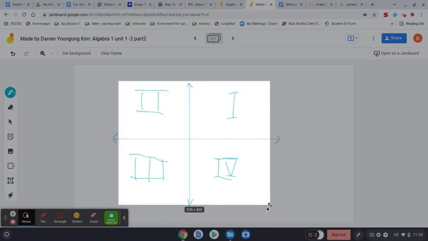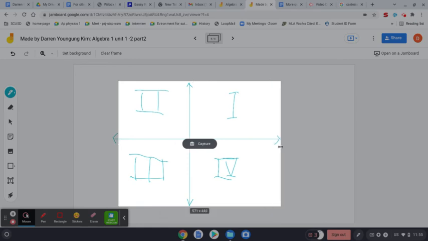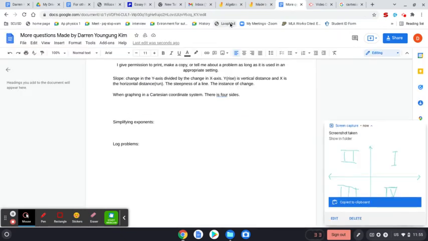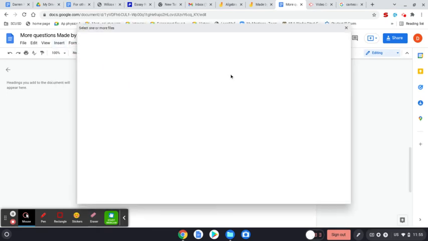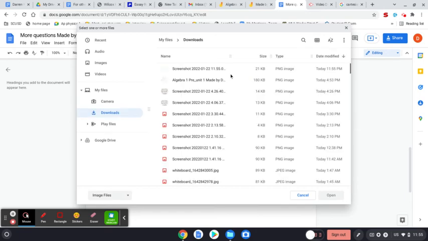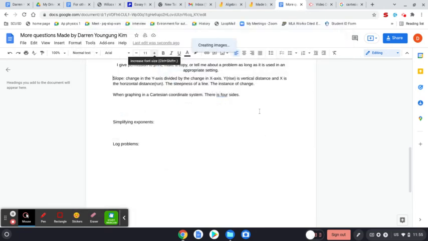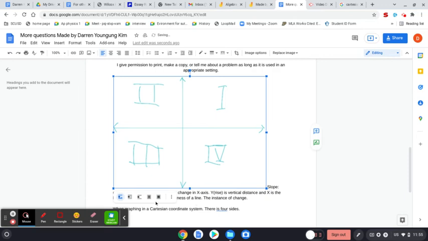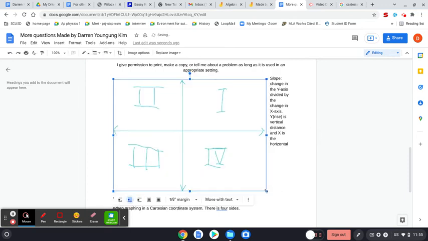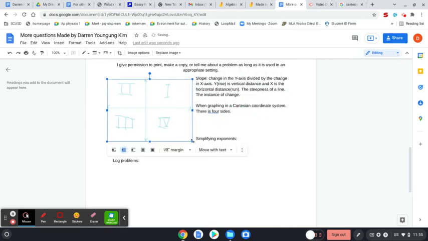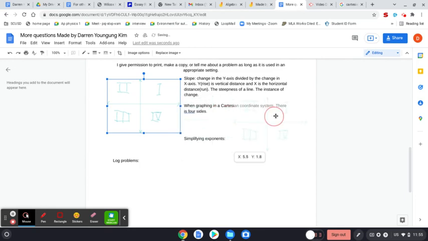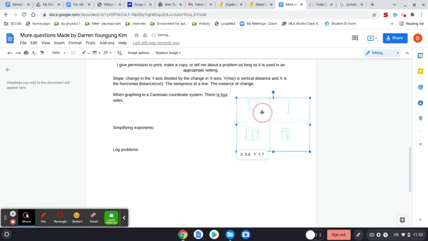So technically speaking, you need the arrow sign, so I will include that, even if it looks bad. So insert, images, upload from computer. So let's just wrap this around everything. And with that, we have our Cartesian plane over here. That's good.